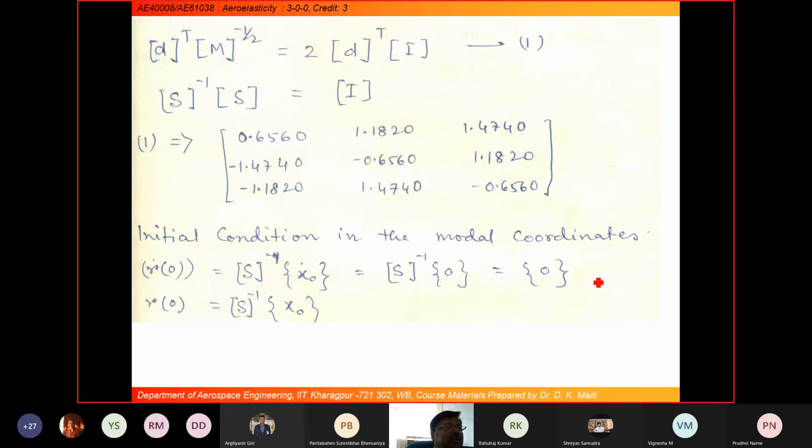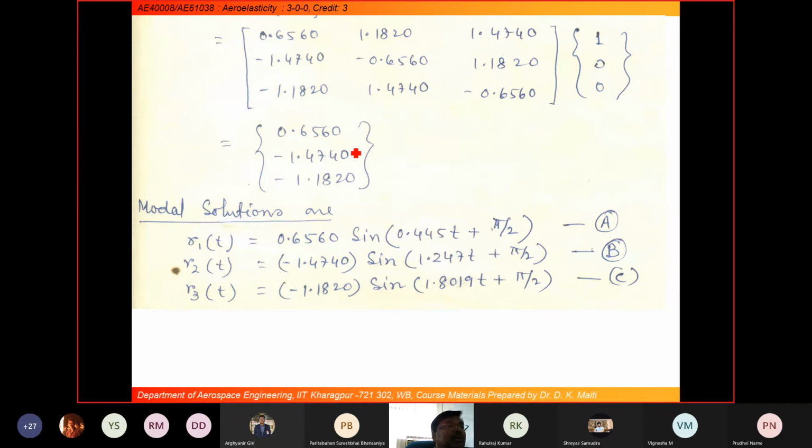Okay, just let me show you. Basically, I have used one more matrix, S inverse S equal to identity matrix, and doing this transformation, this is the modal vector we are getting. After normalization, we are getting these displacements, sorry, modal vectors.